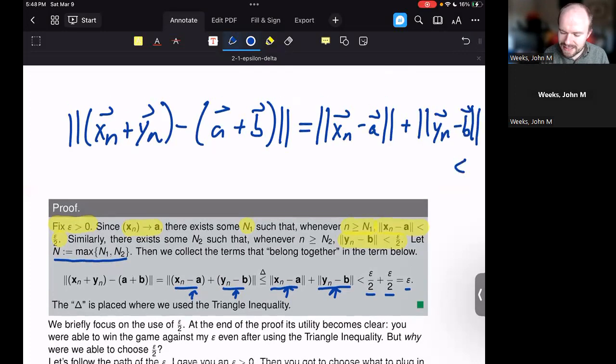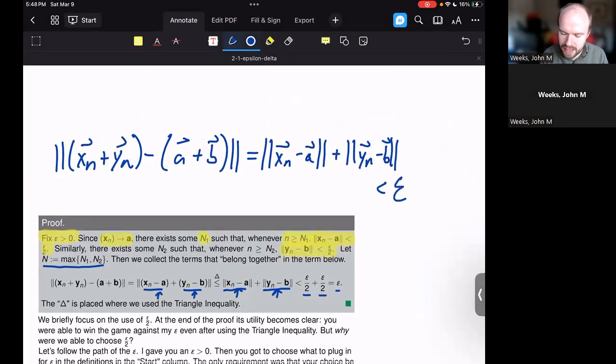Now, to get this to be less than epsilon, I have to do a little bit of work. I know that I can control how small these things are, but how did I know that I could get them less than epsilon over 2? Because remember, for anything in that start column, you get to choose what that epsilon value is. I've given you a value, epsilon, to go and work with. But you can plug in whatever you would like to fill in the spot of epsilon in that bottom left column.